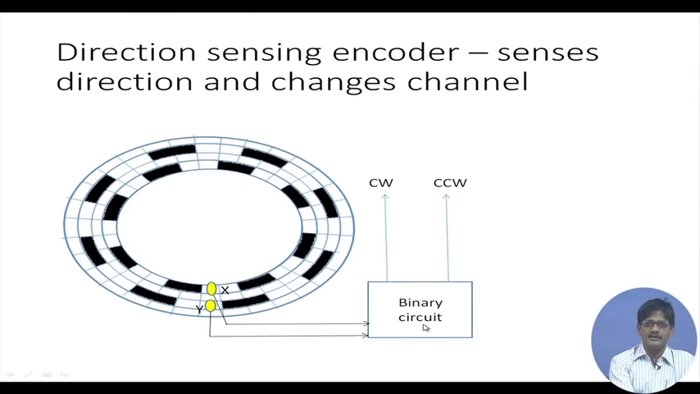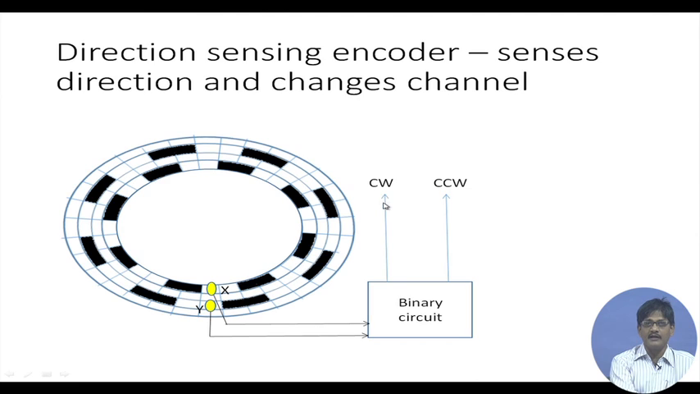There is a very simple binary circuit with the help of which we can completely separate the pulses depending upon whether it is rotating in a clockwise direction or in the counterclockwise direction. That means, if it is rotating clockwise, I can make the pulses come out this way and this line will be dead. On the other hand, if it is rotating in the counterclockwise direction, the pulses will be coming out here and this line will be dead in that case.